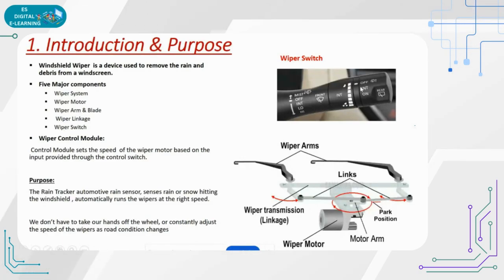You have inputs. These are the inputs you have. Like the front, you have the mist, off, int, low, high. Okay. So this is a front side. You need to do some adjustment in the front. You will do these inputs. And for the back side, that will be the rear. You will say you have half, int, on.